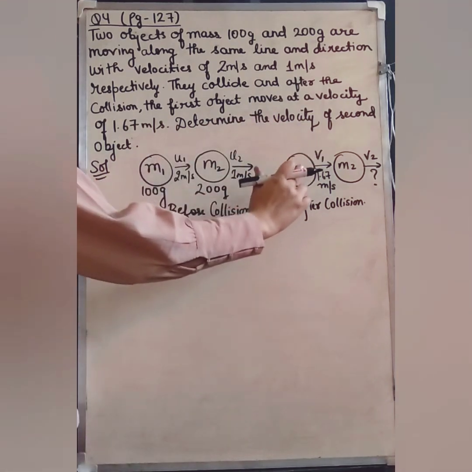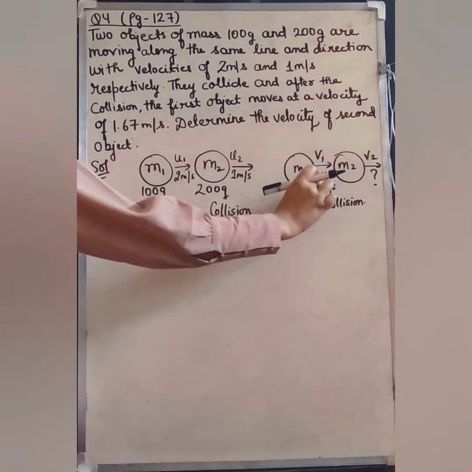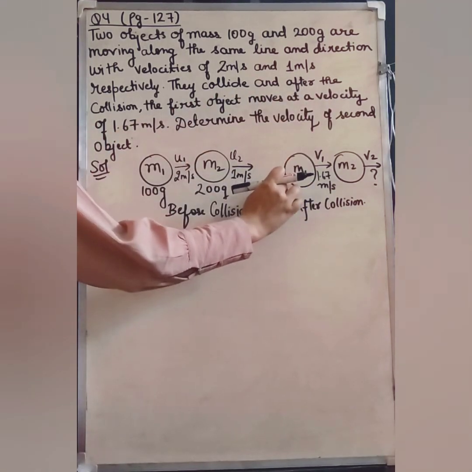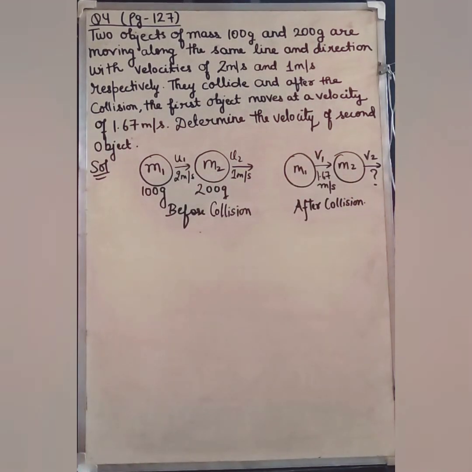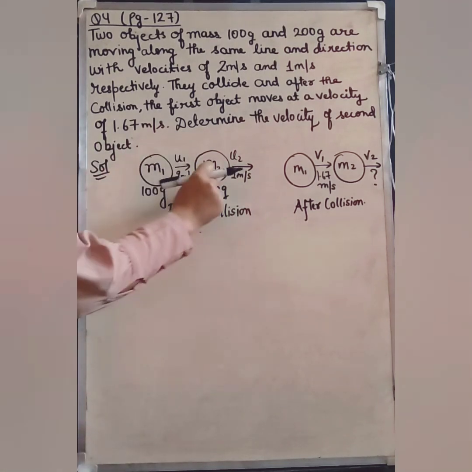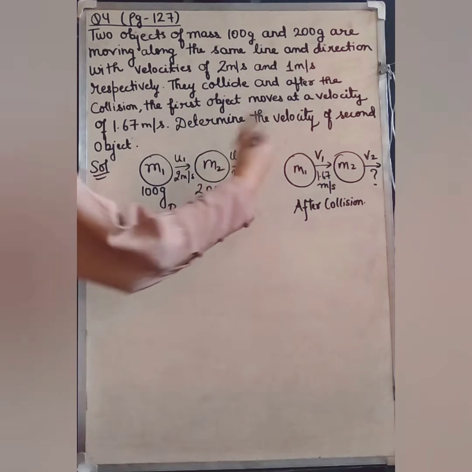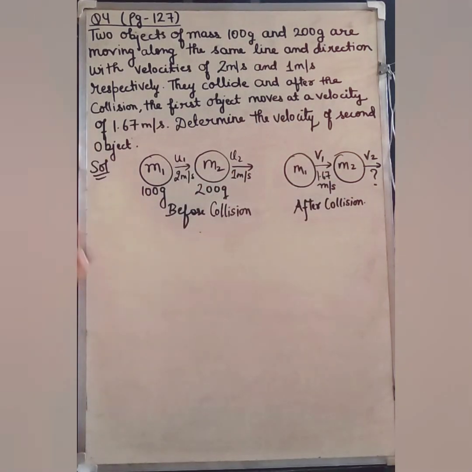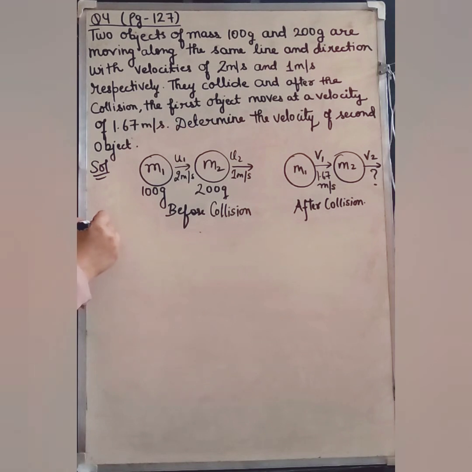So after collision, the speeds of these two bodies have changed. The first body is moving with a velocity of 1.67. This is the final velocity of the first body. We have to calculate the final velocity of the second body. We know by the law of conservation of linear momentum that whatever momentum these two bodies were having before collision, the same momentum the bodies will have after collision. So we will apply the principle of conservation of linear momentum and find the velocity of the second body. So let's start with the first situation, that is before collision.